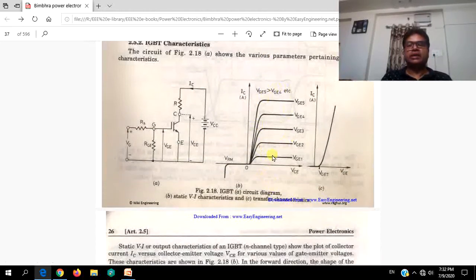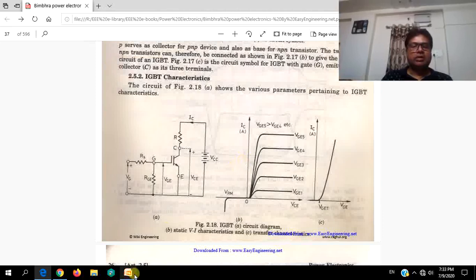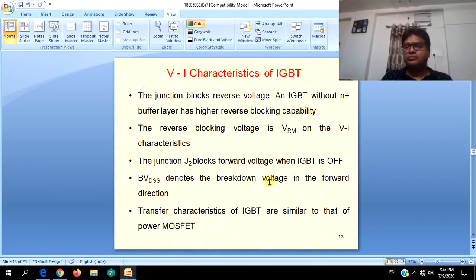And when it comes to characteristics, these we have already discussed, transfer characteristics, and this is the VRM, the reverse breakdown voltage. If the N plus layer is there, this value will be less, or the reverse avalanche may be like this, or the reverse breakover voltage will be less with the N plus layer. If no N plus or buffer layer is there, it can block higher reverse breakover or blocking voltages. So this is all for IGBT.